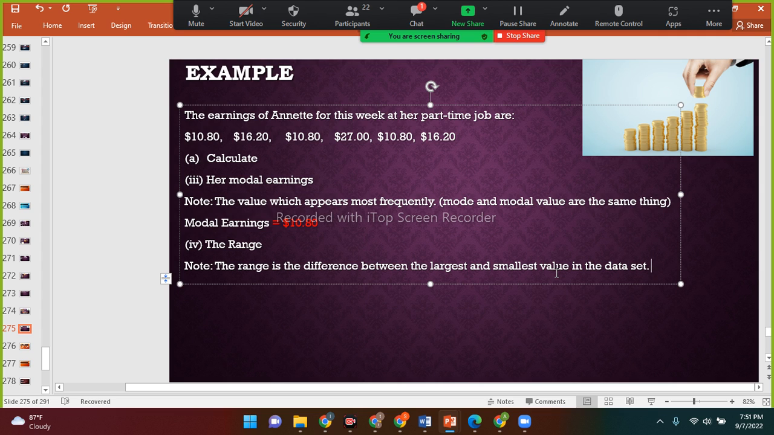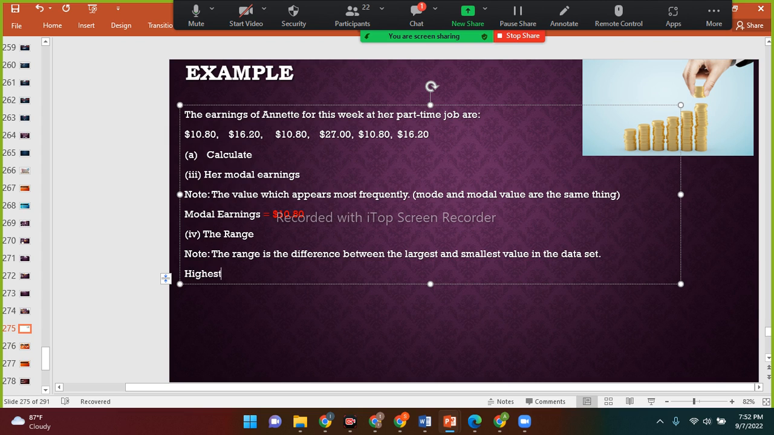All right, that's the range. So what's the highest value in our data set? 2700. 2700, very good. And what's the lowest? 1080. Yeah, the lowest is 1080.